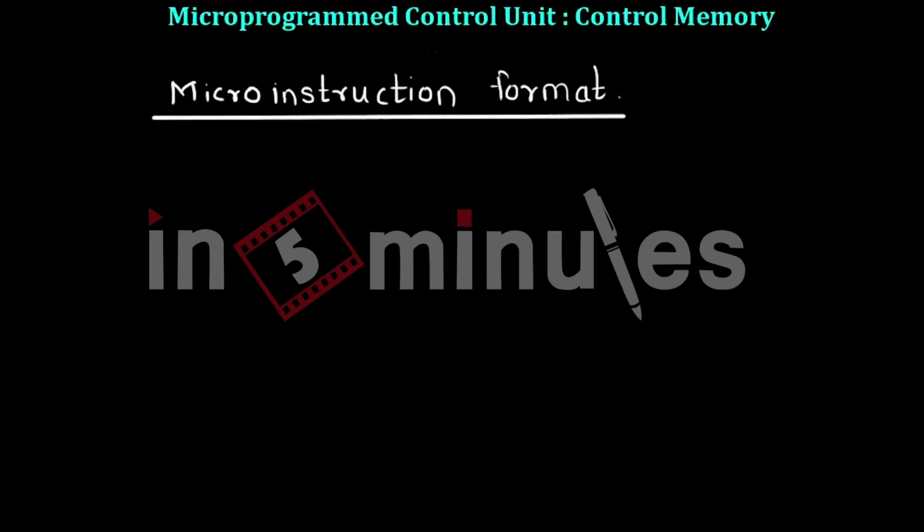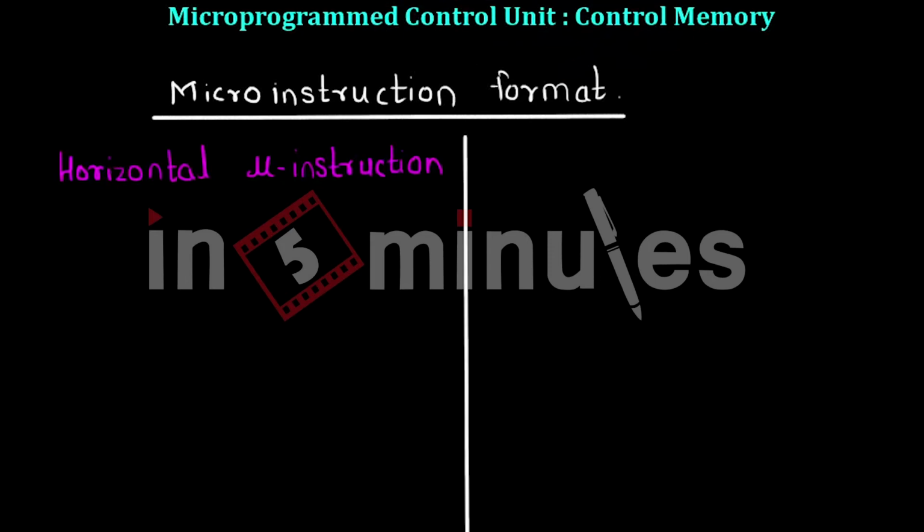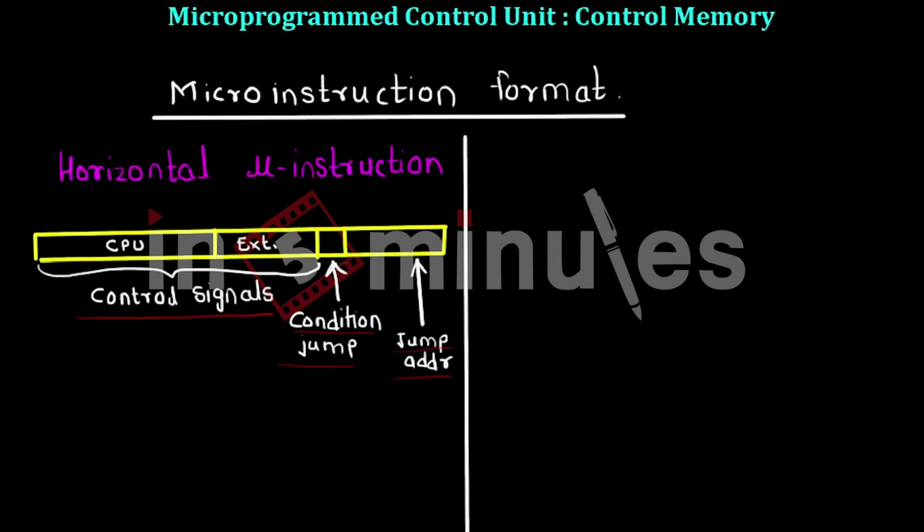Now let's have a look at two types of micro instructions. The first type is the horizontal micro instruction. The format can be given as this. First we have the control signals for the CPU and external devices. They are represented as a set of bits, either 1 or 0, depending on which control signal will be on. Then there is a condition for jump. Now this condition can also be multiple bits. And finally the jump address. If the condition is true, then jump to the micro instruction that is written there.